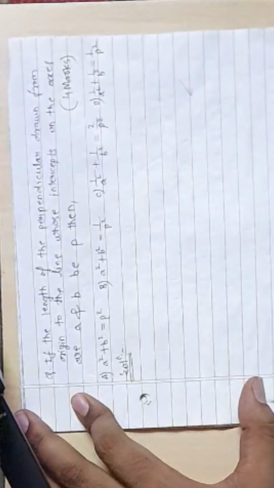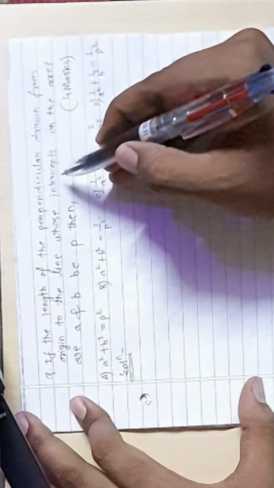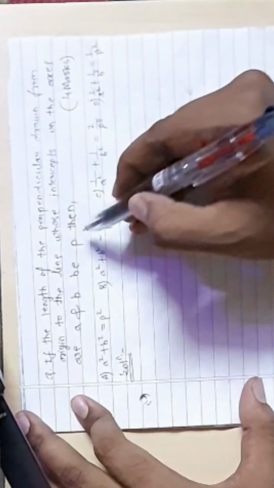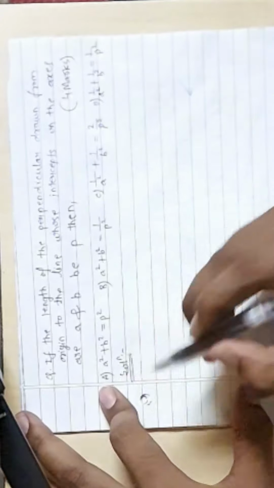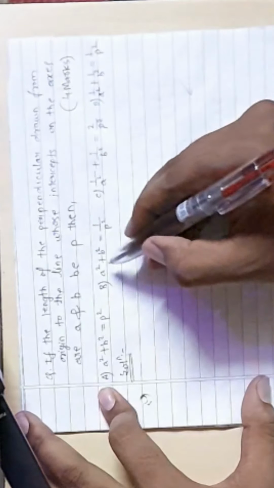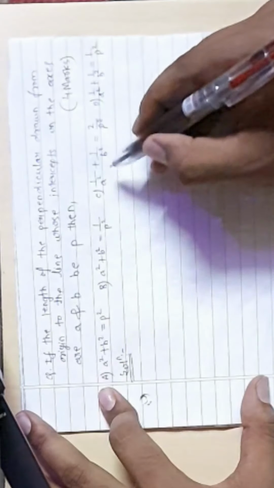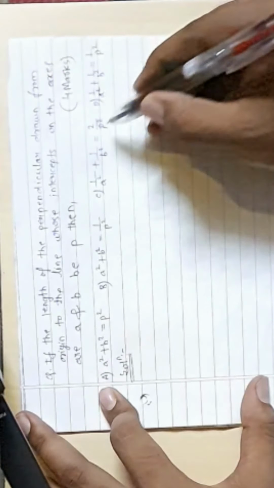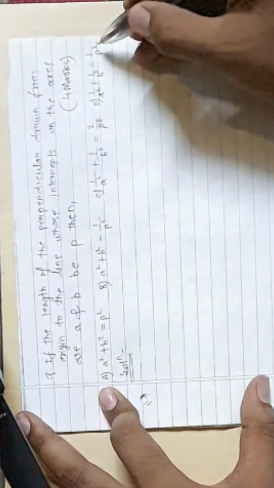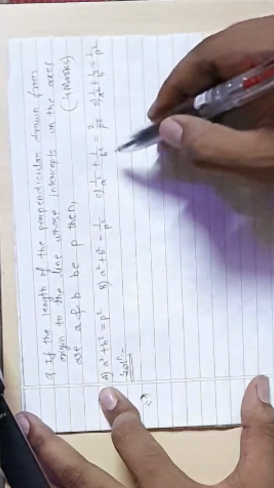The next question is, if the length of the perpendicular drawn from the origin to the line whose intercepts on the axes are a and b is p, then option A is a square plus b square is equal to p square. Option B, a square plus b square is equal to 1 upon p square. Option C, 1 upon a square plus 1 upon b square is equal to 2 upon p square. Option D, 1 upon a square plus 1 upon b square is equal to 1 upon p square. So we have to find which relation is true in this case.